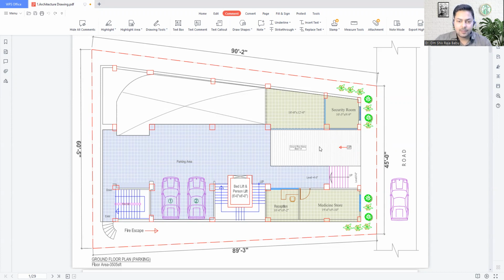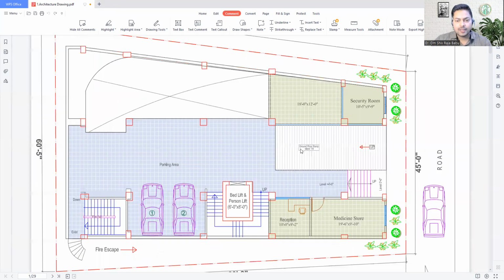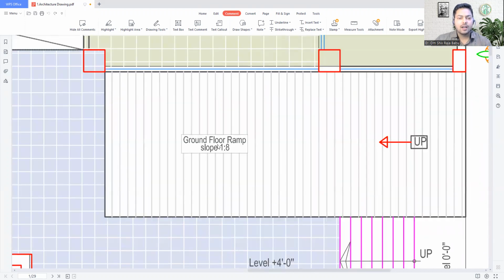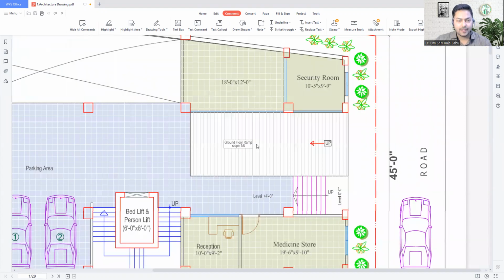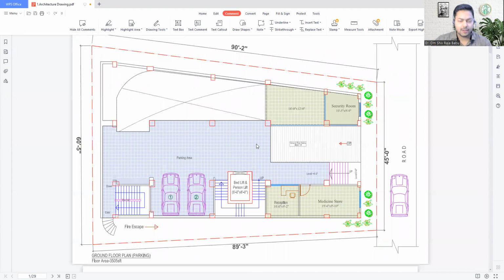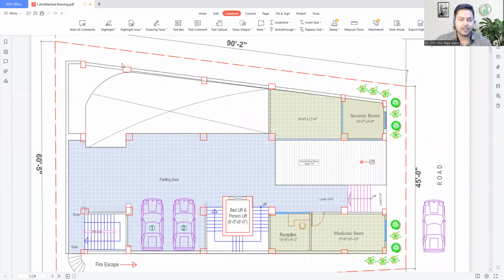You can see there is a passage for the ramp also. This is the ground floor ramp with a slope of 1:8. 1:8 is a very good slope for a ramp, otherwise 1:6 is also practiced in our country. After this ramp, the vehicles will move from here, and you can see there is a cross sign right over here.